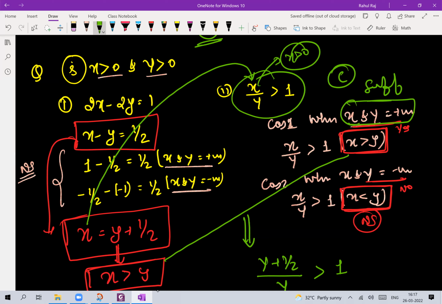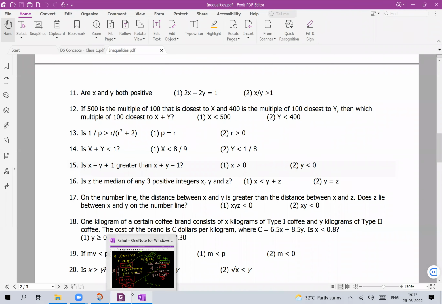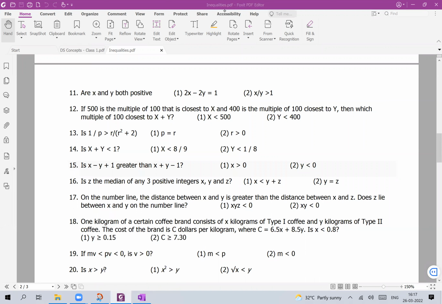Agreed? Any doubt? Pooja, Shruti, any doubt? Please tell me. No doubt. Sure. Aditi, clear? Manu, clear? Yes, sir. Yes, Rahul. Okay. Try question number 13 now.